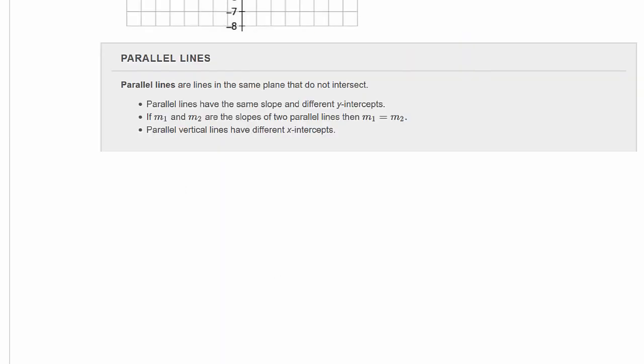So again, let's recap what we just discussed. Parallel lines have the same slope and different y-intercepts, and the slopes of parallel lines are equal. Parallel vertical lines have different x-intercepts, so we didn't talk about that, but we'll be looking at that in future problems. Okay, let's talk now about perpendicular lines.